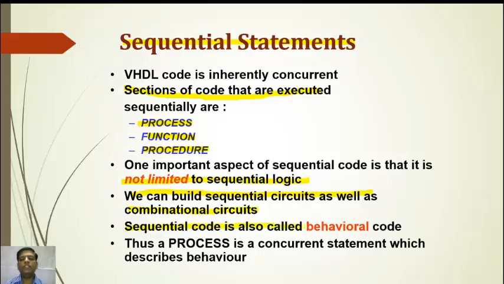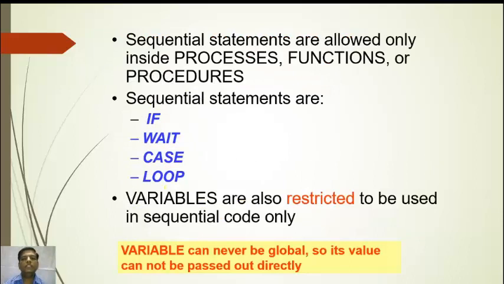Sequential code is also called behavioral code. Thus, a process is a concurrent statement which describes behavior. Sequential statements are allowed inside the process, functions or the procedure.